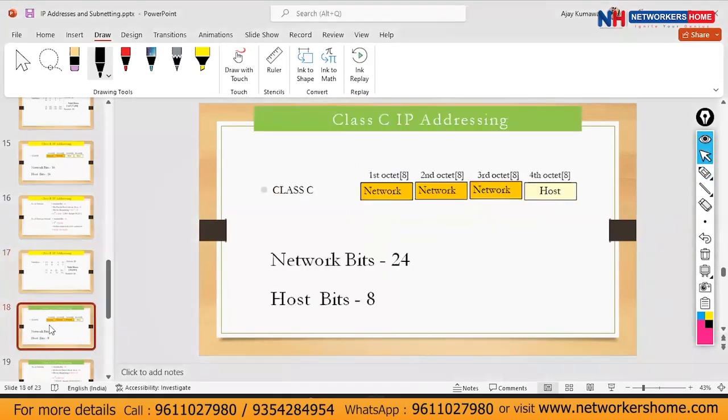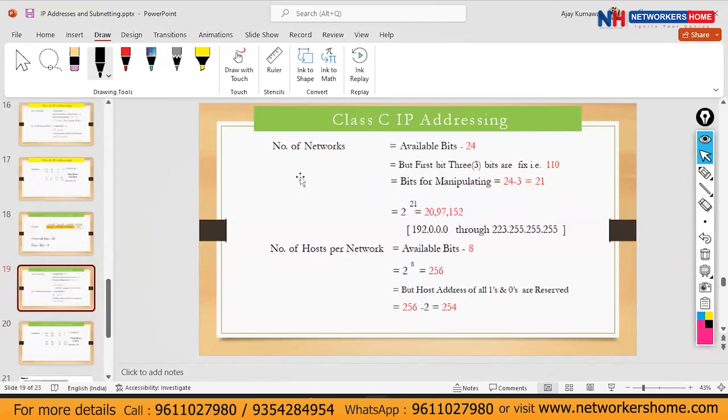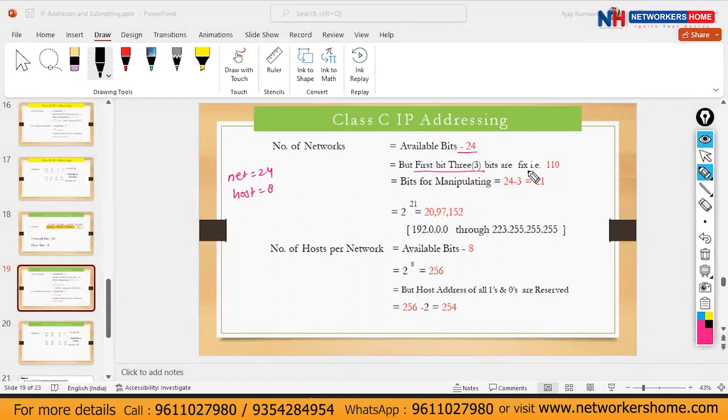Now, in case of class C, we have 24 network bits and host bits are 8. And in case of class C, how many bits did we reserve while dividing the classes? 3 bits. First bit was 1, second bit was 1, third bit was 0. So out of 24 network bits, the first 3 bits were reserved, that is 1, 1, and 0. When we were calculating the first octet range for class A, B, C, D, and E, that time we did the reservations, right? So 3 bits were reserved.